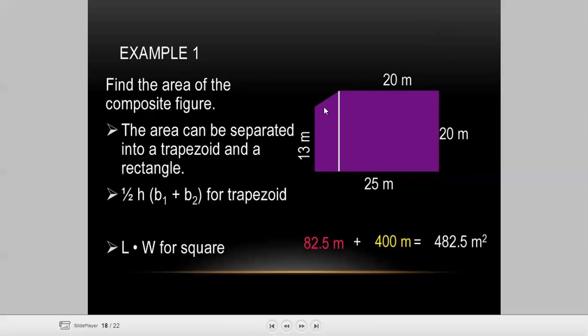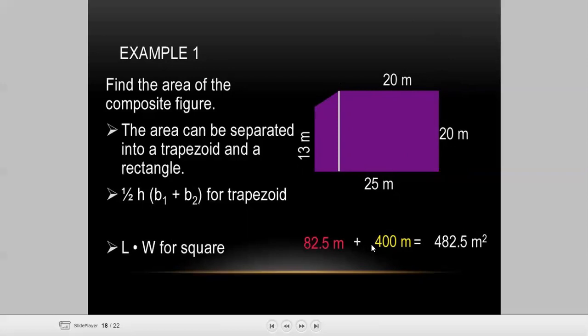And the area of the trapezoid is half h, times the addition of the bases. So the h here is the difference between the base down and the corresponding or the parallel base above. So I have 25 down and 20 above. So the difference between them is just 5. So the height of this trapezoid is 5. So half times 5 times 13 plus 20 is 82.5 meters squared.